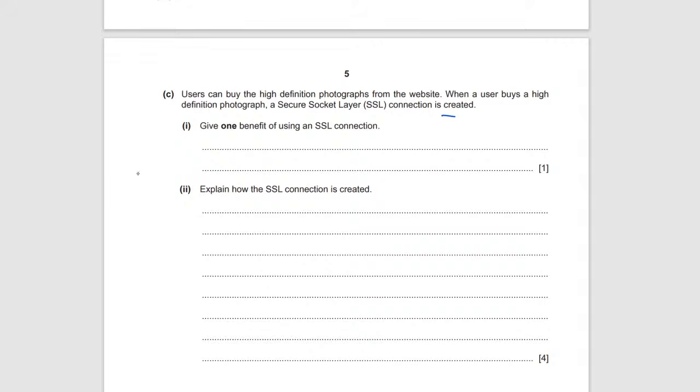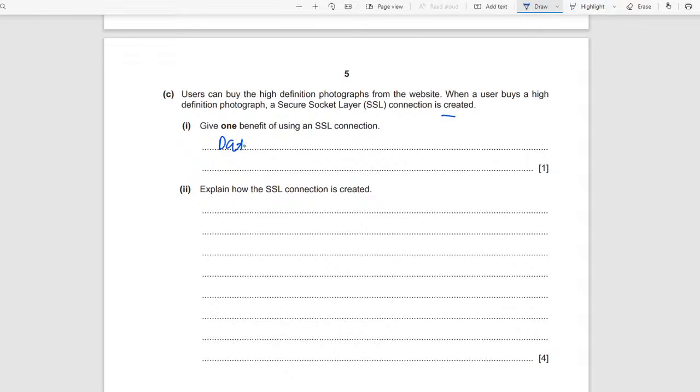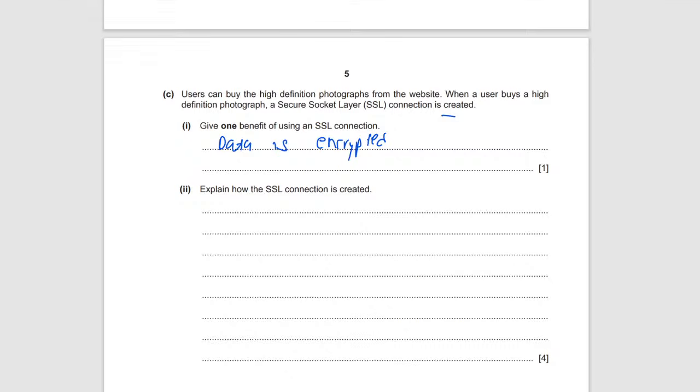So, give one benefit of an SSL connection: you can say data is encrypted. What that means is that people will not be able to get your data. Once it has a secure connection, no one can break through it. That's the main point of the SSL connection. Once there is a secure connection, no one can go through it, meaning no one can steal access because that data is encrypted. So that is that, and we move on to the next question.